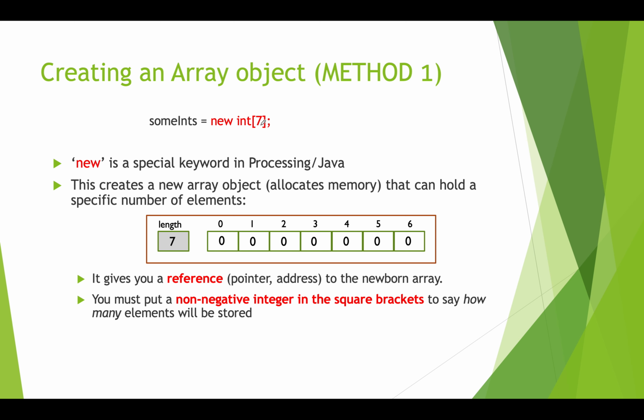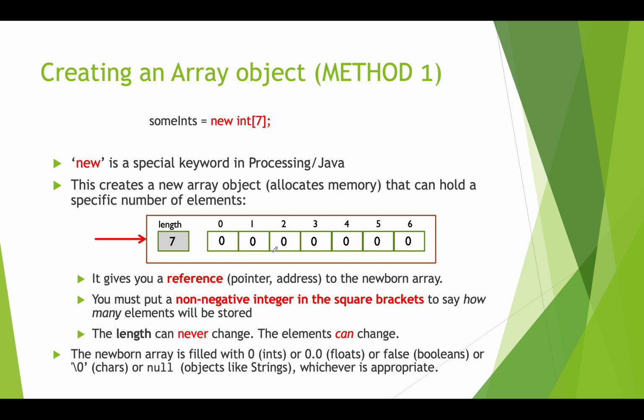And it's important to note that you absolutely have to put a number in here. If you don't put a number in here, it won't compile. And that number, of course, has to be non-negative. You can't say create an array of -3 slots because that just doesn't make any sense. So the length of this array can never change once we've made it, but we can change the values in the slots. So we can put different values in here, we can get these values out, and we'll see more about that later.